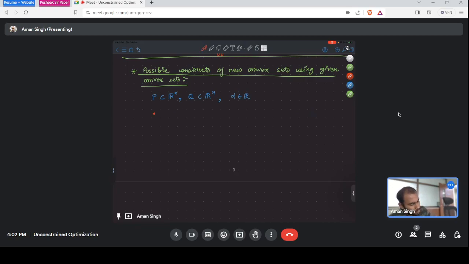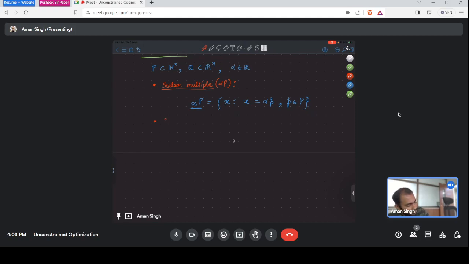Then what is a scalar multiple of sets? Alpha P is a scalar multiple of a set. It is denoted by alpha P, and it is the set of all points x such that x equals alpha p, where p belongs to set P. Let's say P is a subset of Rn. We take each point p in that set P, multiply it by some scalar alpha, and whatever new set we get is called a scalar multiple of the set P, and it is denoted by alpha P.